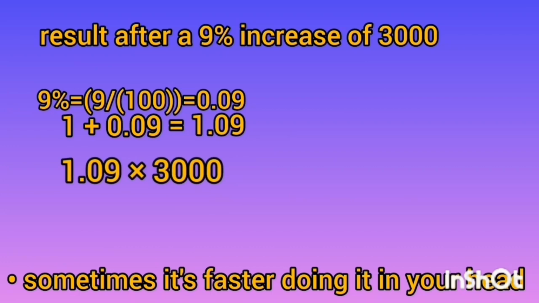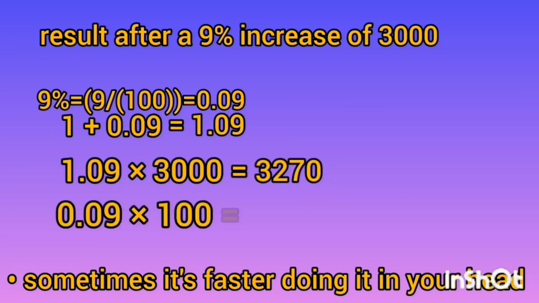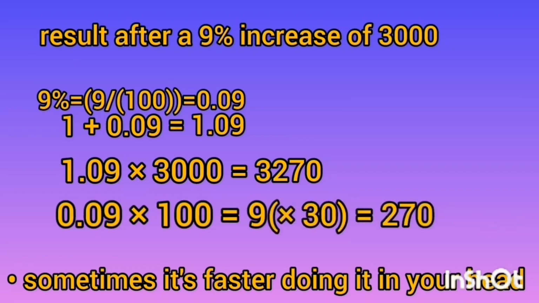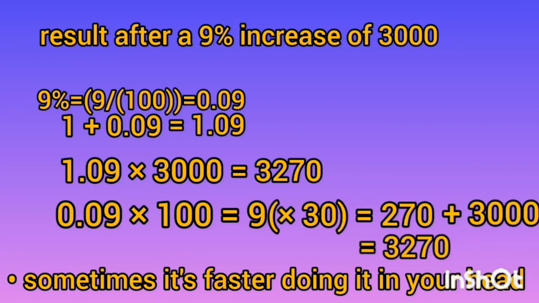So here again you can punch straightforward 1.09 by 3,000 to get 3,270. Better still, you can just find 9% of 100, which we know to be 9. And we know there are 30 hundreds in 3,000. So we simply multiply 9 by 30 to give us 270. And then we add that to our 3,000 to get 3,270.